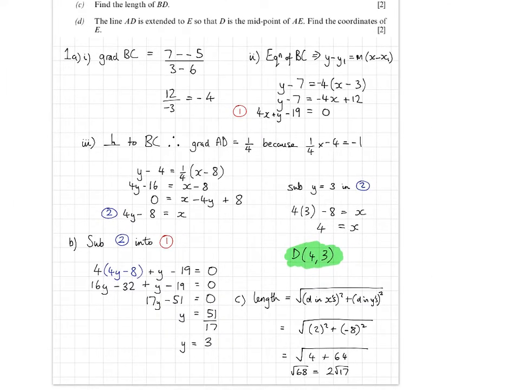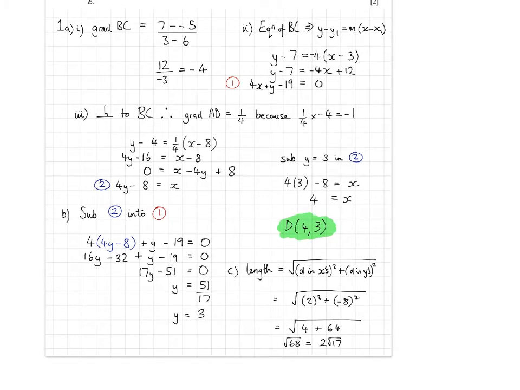To find the length of BD, what I need to do is use this formula here. It's basically Pythagoras' theorem, the square root of the difference in x's squared plus the difference in y's squared. I had a look at the difference in x's, and that was a value of 2. I had a look at the difference in y's, and that was actually minus 8, but it doesn't matter if you have the minus 8 or the positive 8, because when you square it, it's going to turn to positive 64 anyway.